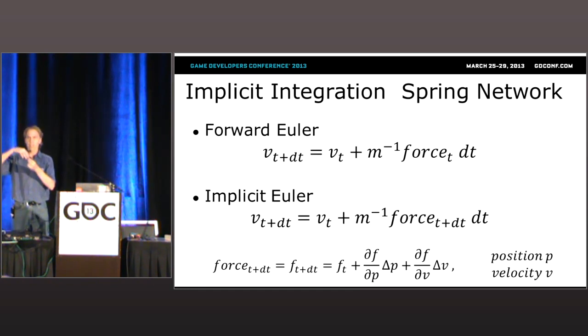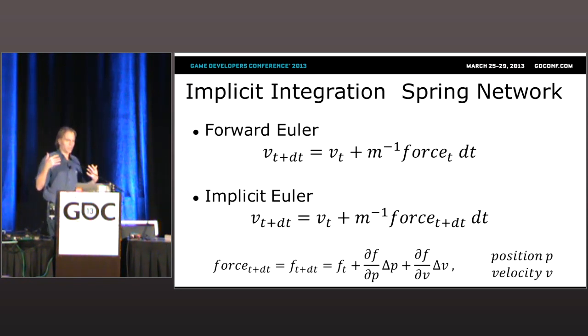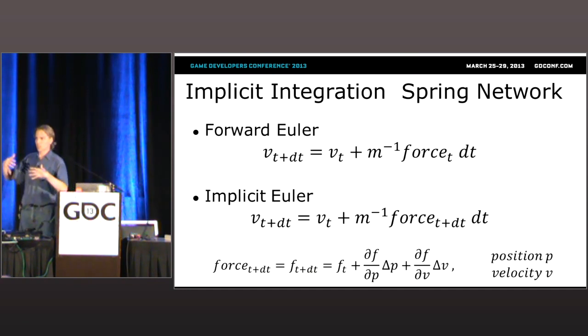But wait a second, those are forces from the future. We're not there yet. We don't know what they are because we don't know where everything's going to be. I mean, how can we even do that? And so that's why for this approach, you end up creating one of these linear systems and solving for those forces. And in order to do that, you need to know the derivatives of the forces. That is, how the force at a point will change based on a change in position and a change in velocity.